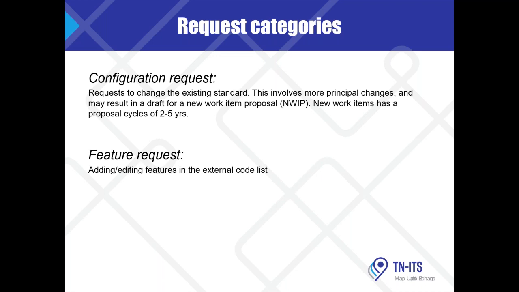The second request category is simple feature request. This is what Knut talked about. It is actually just adding and editing features in the external code list. So this is a pretty simple maneuver, which doesn't involve a change in the existing standard, only in the external code list.